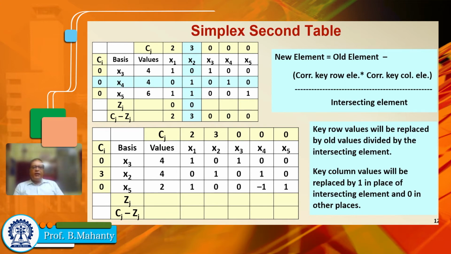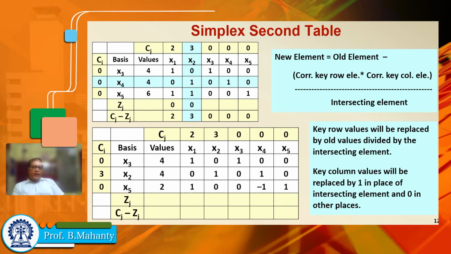The same thing will be repeated. For the key row, we already know we have to divide everything by the intersecting element, so it will become 4 0 1 0 1 0. Now what will this 6 become? 6 minus 4 into 1 by 1, so it is 2. This 1 will be 1 minus 1 into 0 by 1, so it is 1. This is already the key column, so it is already evaluated. This 0 will be 0 minus 1 into 0 by 1, so 0. This 0 will be 0 minus 1 into 1 by 1, so minus 1. This 1 will be 1 minus 1 into 0 by 1, so 1.